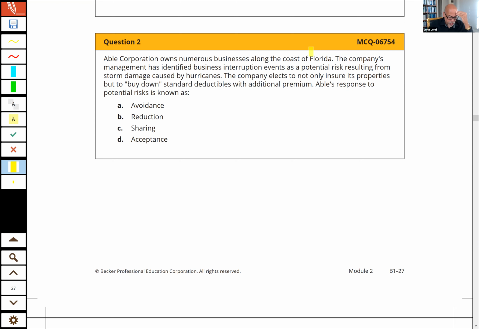So Able Corporation owns numerous businesses along the coast of Florida. The company's management has identified business interruption events as a potential result from damage caused by hurricanes.